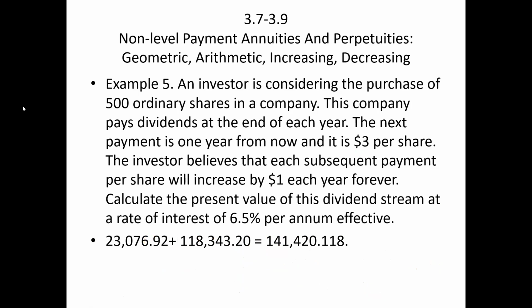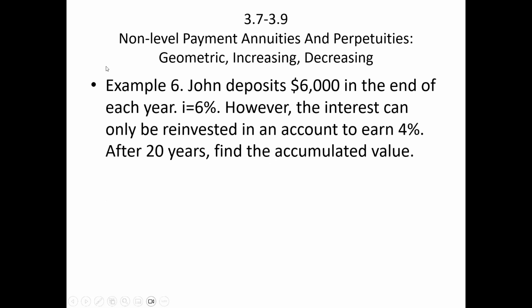Do I have another question? I think there's another problem. Yes, let's work on that. John deposits $6,000 at the end of each year with interest rate 6%. However, the interest earned can only be reinvested in an account to earn 4%. So it doesn't have 6%. After 20 years, find the accumulated value.